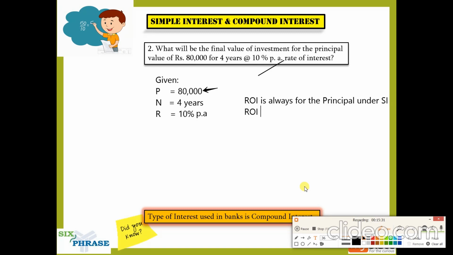Rate of interest is always for the amount under CI, right? So here it is SI. So we do rate of interest for the principal. So what will happen? We'll do 10 percentage of 80,000. 10 percentage of 80,000 is 8,000, guys.